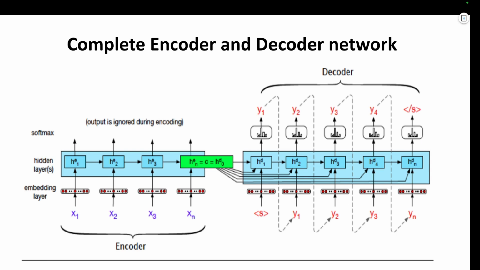Now let us discuss one architecture of encoder-decoder. In the architecture of encoder-decoder, the input will be given through the embedding layer.